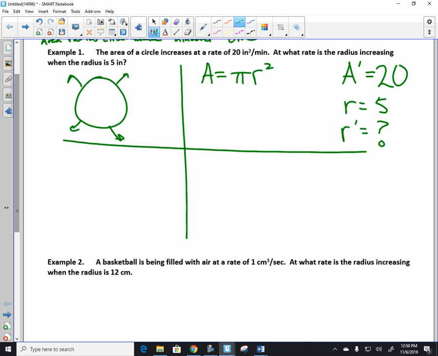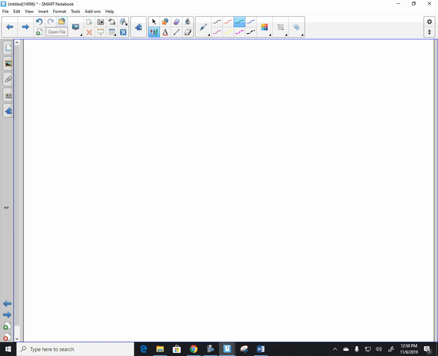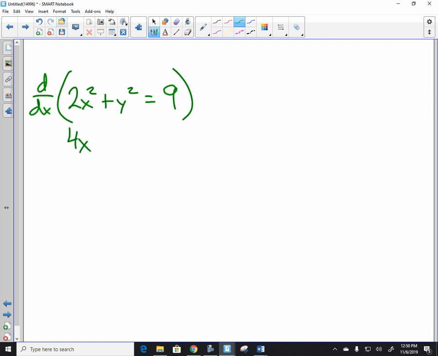So what I'm going to do is take the derivative with respect to time of area equals pi r squared. Now I'm just going to bring you back here for a second so you can understand. I'm going to connect this to a previous section that we did. If I have 2x squared plus y squared is equal to 9, and I take the derivative with respect to x, what did we say was the derivative of 2x squared? 4x. What did we say was the derivative of y squared? And the derivative of 9 was.